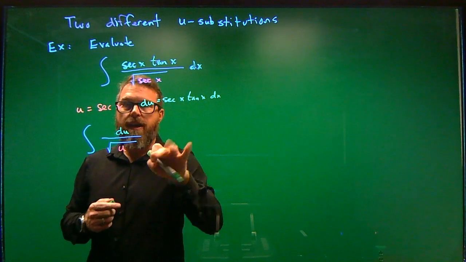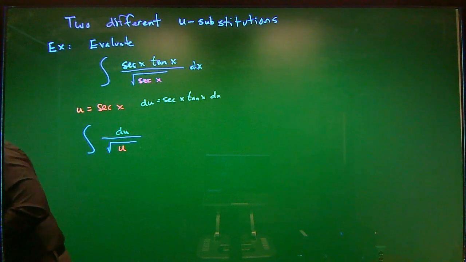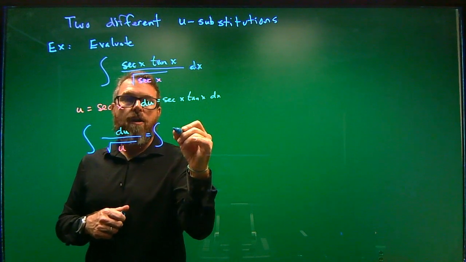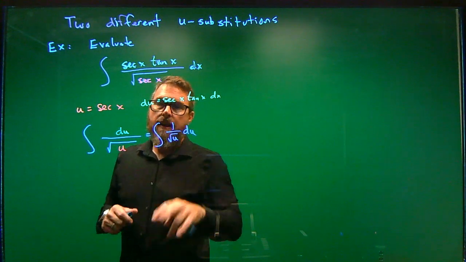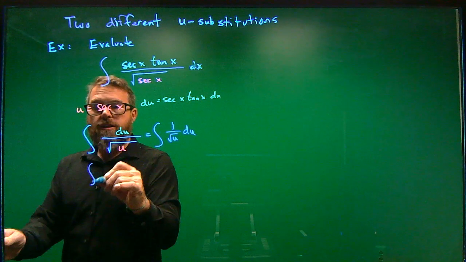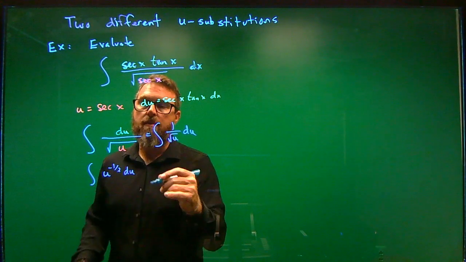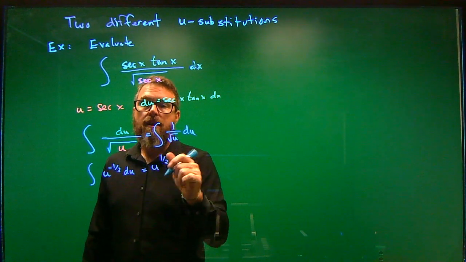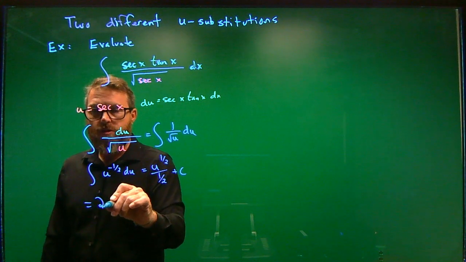I'm not a huge fan of writing du's in the numerators. It's fine. You see that in all sorts of books, but I prefer to actually write it this way. This is the integral of 1 over the square root of u du. I like to see my integrand as what we're taking the antiderivative of. So when I want to integrate this thing, I know this is the integral of u to the minus 1/2 du. So this is, add 1 to the power, divide by it. So this is u to the 1/2 divided by 1/2 plus c.